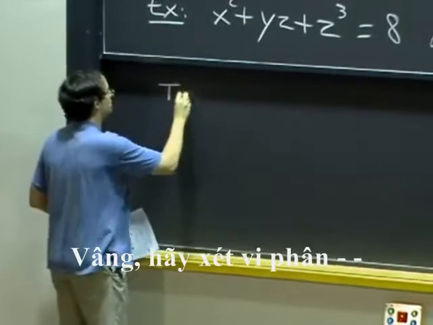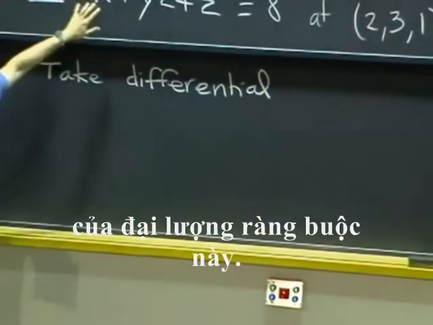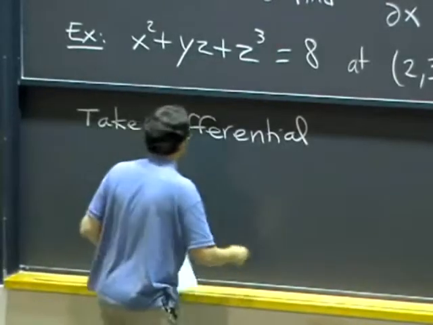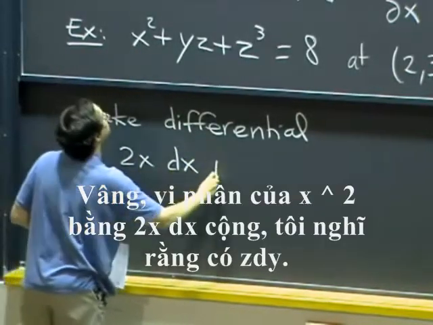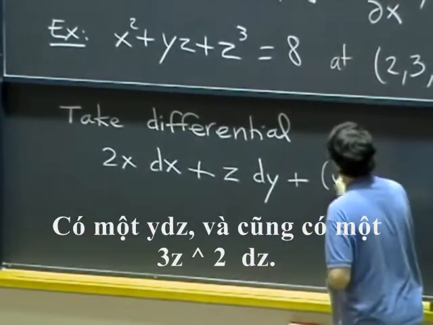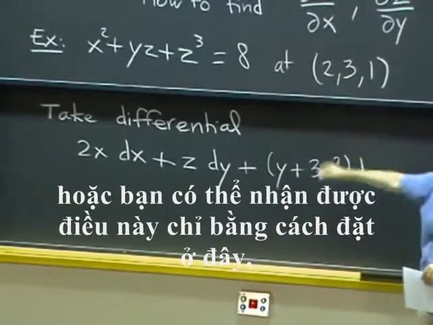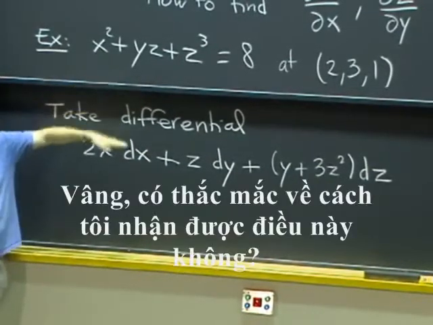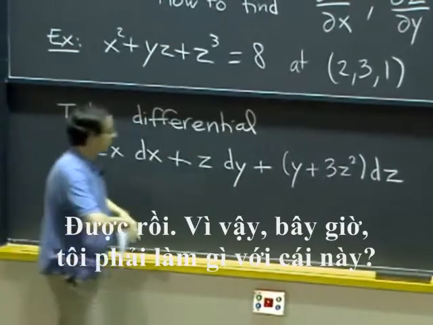Well, let's look at the differential of this constraint quantity. Okay, so if we call this G, let's look at dG. So, well, what's the differential of this? So differential of x squared is 2x dx plus, I think there's a z dy, there's a y dz, and there's also a 3z squared dz. Okay, you can get this either by implicit differentiation and the product rule, or you can get this just by putting here, here, and here the partial derivatives of this with respect to x, y, and z. Okay? Any questions about how I got this? No? Okay. So now what do I do with this?